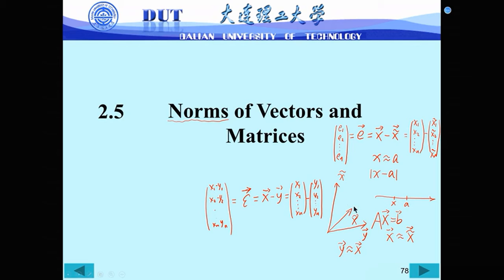Here you see this is the x vector, this is the x tilde vector. So the difference is like this. This vector is x minus x tilde. This is the error vector. And we also have another one. If I write here, this is x, then this vector is x minus y. Now we need to compare the two arrows, the two vectors, right?